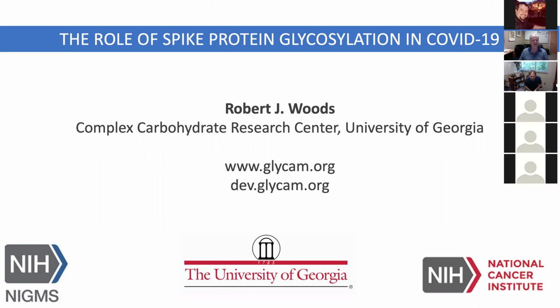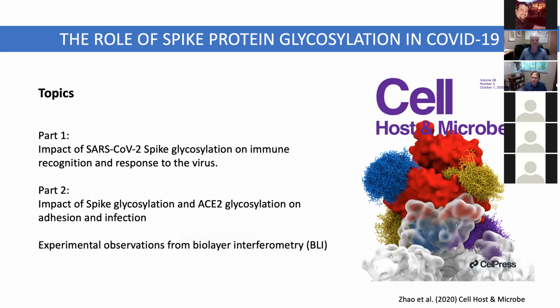The title, I realize, is "the role," but it really should be plural. There are many roles of glycosylation, so we'll cover a few of them today. I divided the talk roughly into two parts. The first discusses the impact of glycosylation on immune recognition and response to the virus. The second is the impact of glycosylation of the receptor and the spike protein on adhesion and, in principle, infection. And then I'll touch on some of the most recent data we have on experimental values for the impact of glycosylation. A pretty picture here shows the spike protein in gray interacting with the ACE2 receptor, and the stick structures that I call moss are glycans. We'll come back to that soon.